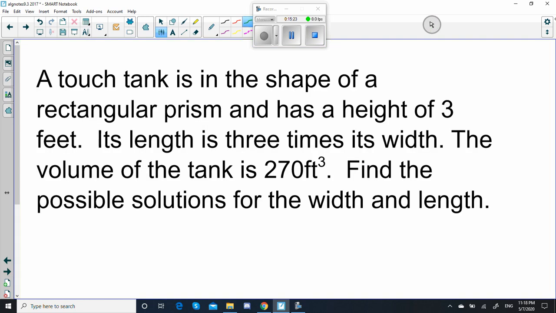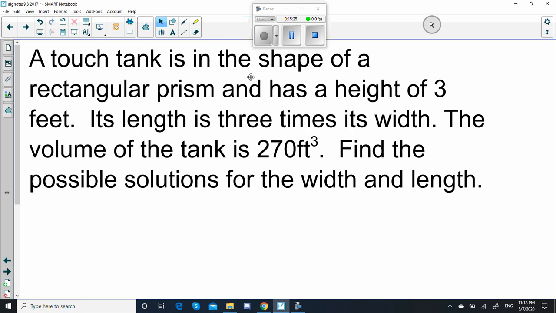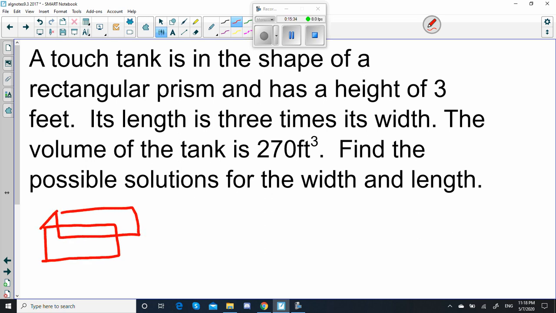Let's see. A touch tank is in the shape of a rectangular prism. Okay, a rectangular prism. Let's draw that. So I draw a rectangle and another rectangle, and I connect the sides. Okay, let's keep reading. It has a height of 3. Okay, it's 3 high. Its length is 3 times its width. So the long side of this is 3 times W, and the width is just W. And the volume of the tank is 270.